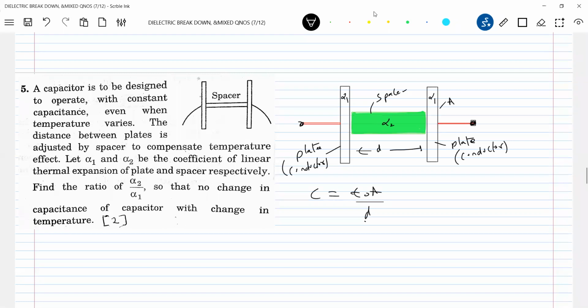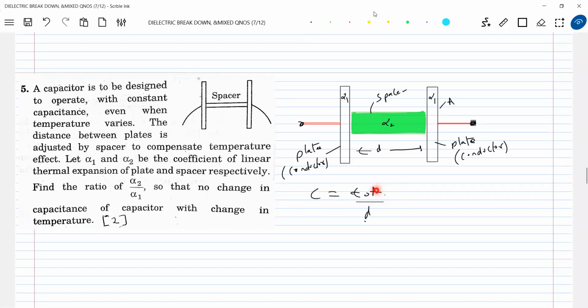So conductors are sensitive to the variation of temperature. So the area of cross section will change, and then there will be an impact on the capacitance. If temperature increases, the area of cross section of the plate will increase. Proportionally, the capacitance will increase. But this should be constant. So what should I do now?